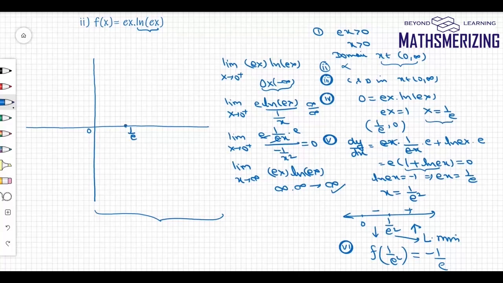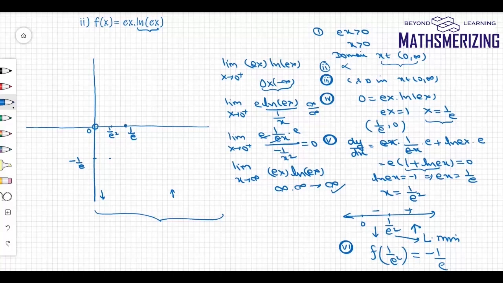Now I'll mark this critical point, which is 1 upon e. So 1 upon e will be before 1, so I'll mark this point as 1 upon e. Now between 0 and 1 upon e, it will be a decreasing function, and after 1 upon e, it will be an increasing function. Now it has a local minima at 1 upon e, and the local minimum value will be minus 1 upon e.